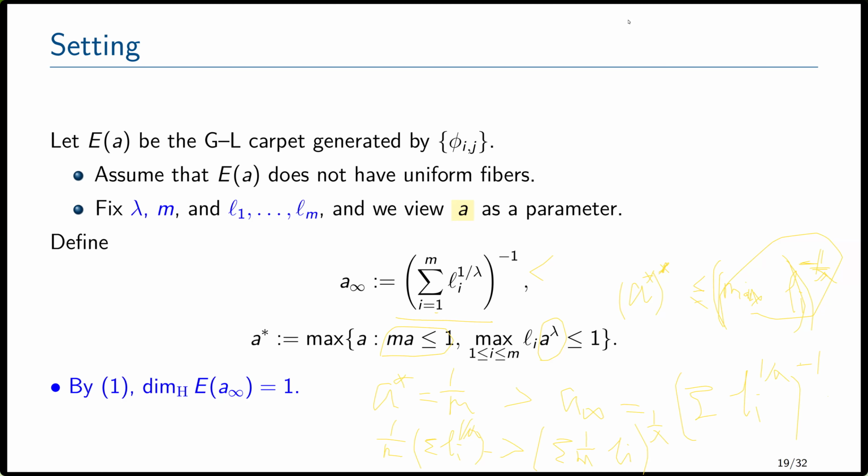And in fact, since it does not have uniform fibers, if there is a column with only one rectangle, that does not satisfy this assumption. So we need to add one more because it does not have a uniform fiber. This implies that the total number of rectangles is strictly greater than the total number of columns. So M is strictly less than the sum of Li, and the sum of Li divided by M is strictly greater than 1. So we prove this one.